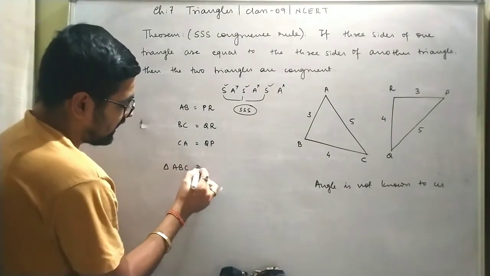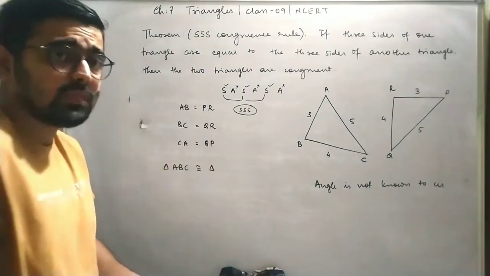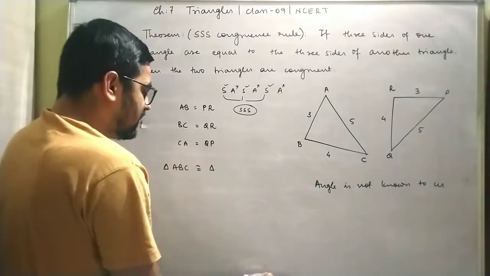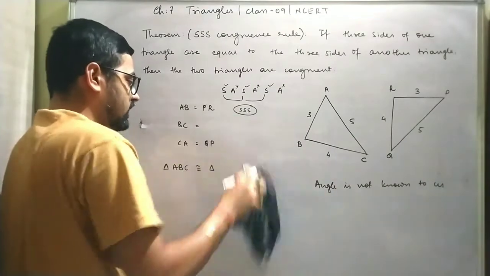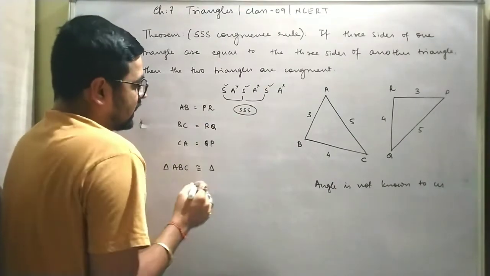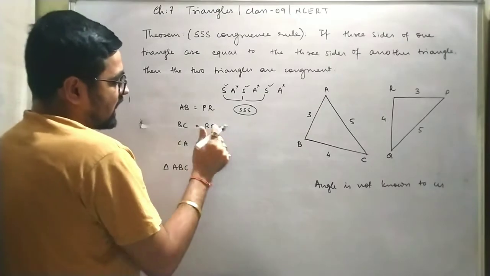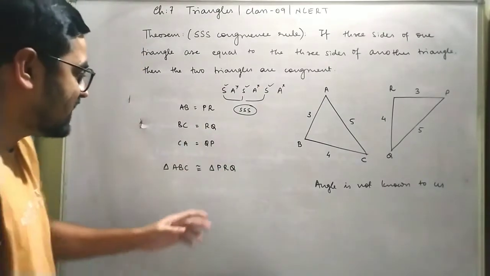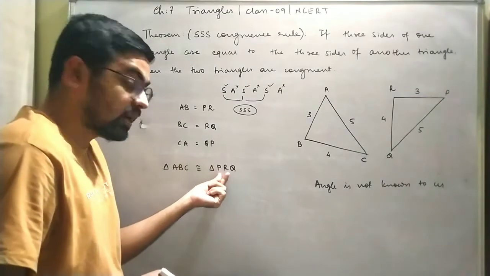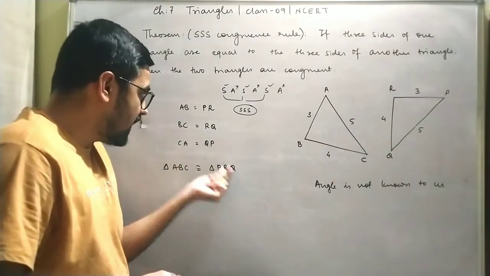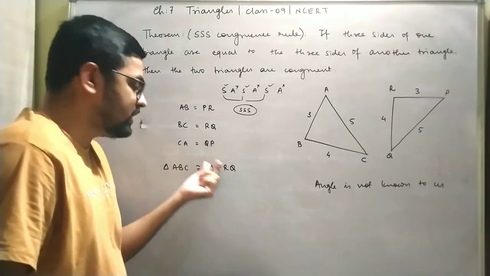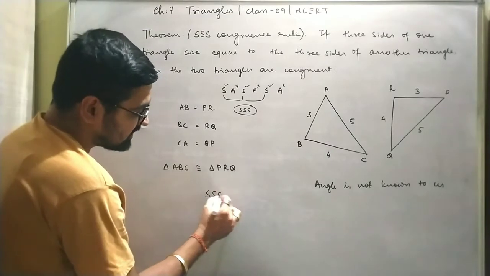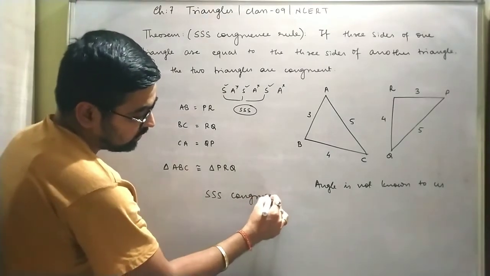So triangle ABC is congruent to which triangle? We need to understand that properly. Let me rub this QR and write RQ, following the pattern. AB, BC, so PRQ. Now check all the corresponding sides. Are they equal? AB, PR. BC, RQ. And AC and PQ. So we can say these are congruent triangles by this criterion, the side congruence rule.